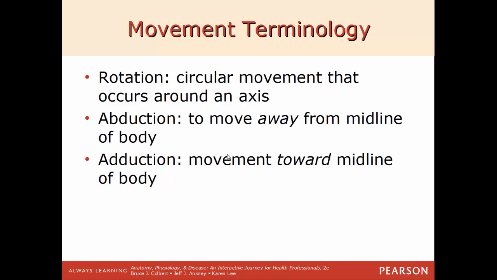Next, move on to some movement terminology. The first one, rotation: circular movement that occurs around an axis. You can rotate your head left and right. Abduction and adduction. These are terms we talked about in previous videos. Abduction with a B, moving away from the midline of the body. Then adduction is going toward the midline of the body. And the analogy I used in the other video, when someone is abducted, they are taken away from their home. So moving away from the midline for abduction.